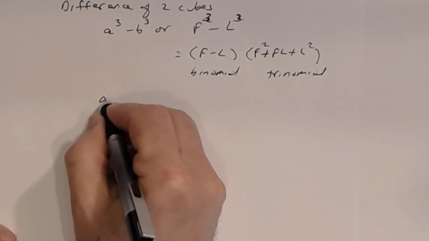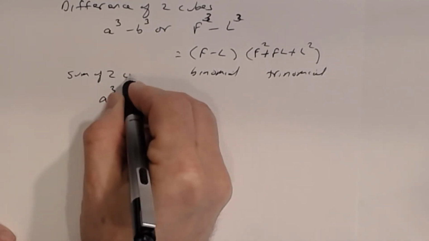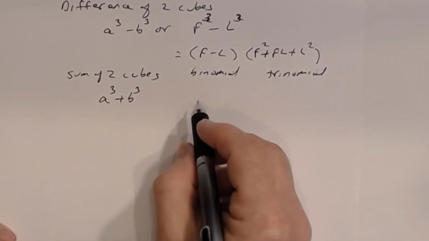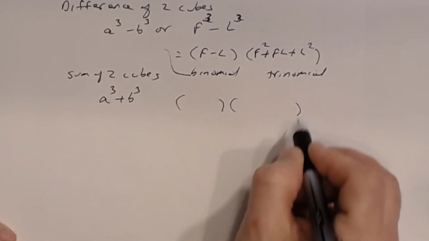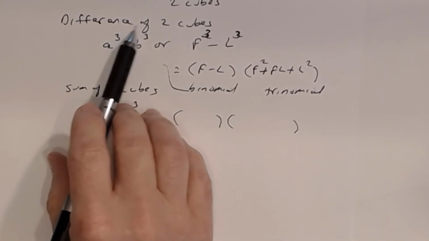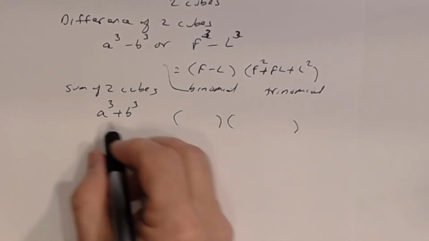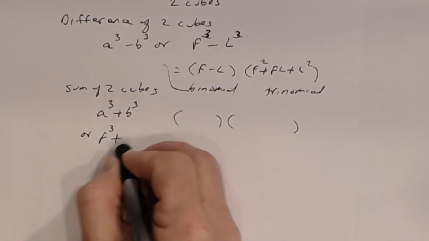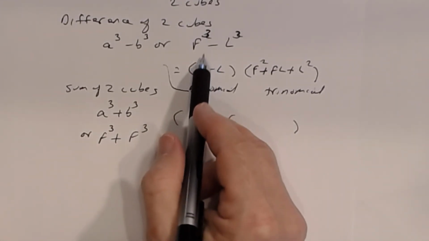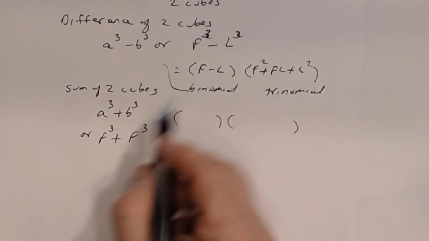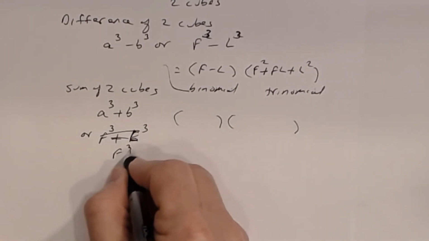The sum of two cubes is also a binomial times a trinomial. So the difference of two cubes is a binomial times a trinomial. The sum of two cubes is also a binomial times a trinomial. And you saw how when we did the binomial, it's just what you see here. The same thing. I meant this to be L, excuse me. F cubed plus L cubed.